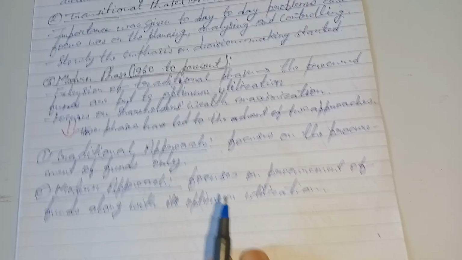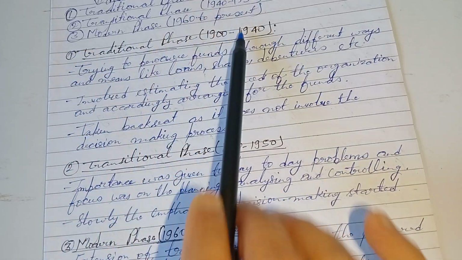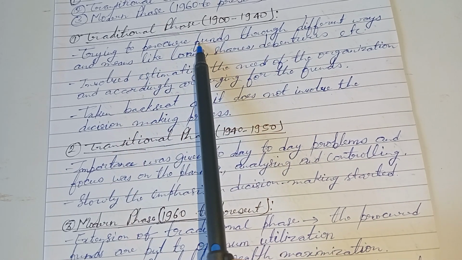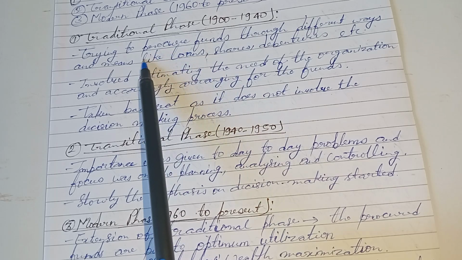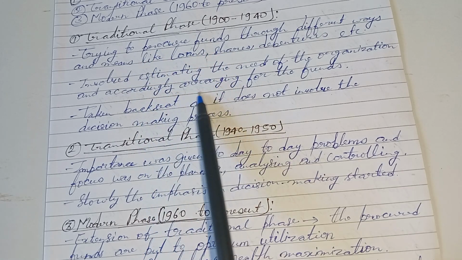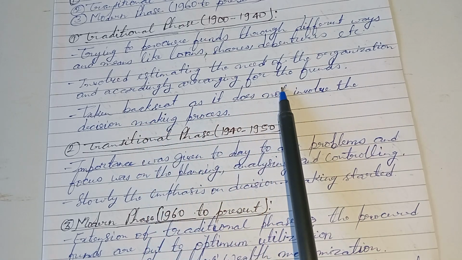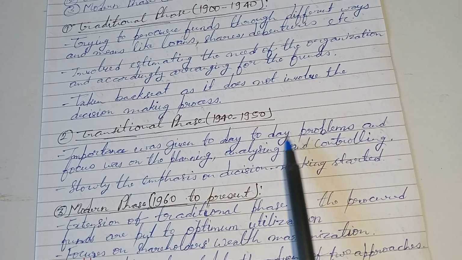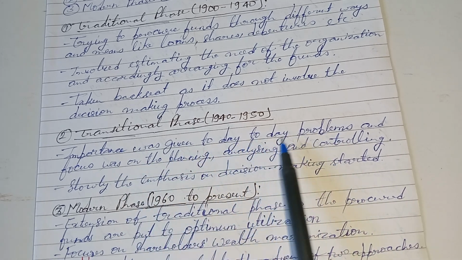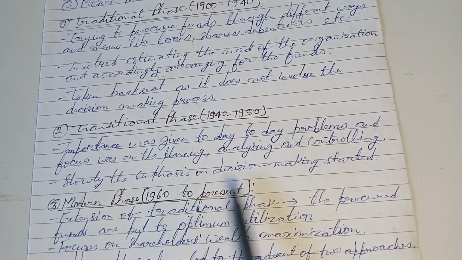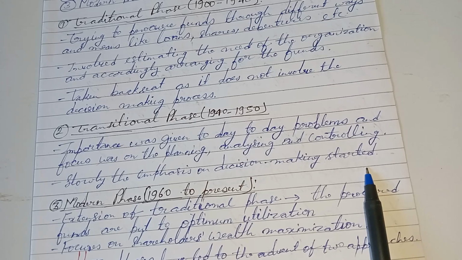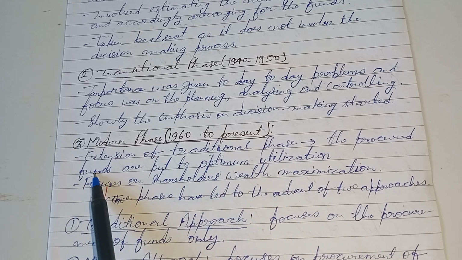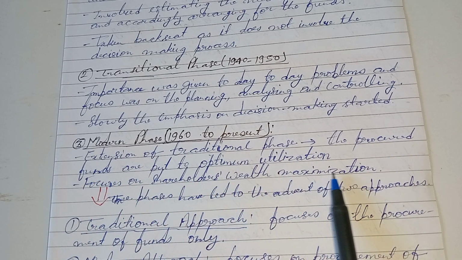So in summary, I can say that the evolution of financial management can be divided into three phases. The first is the traditional phase, in which the focus was only on estimating the needs of the organization and arranging the funds. In the second phase, the emphasis changed: importance was given to day-to-day problems, and slowly it moved to the decision making process. And the third phase, that is the modern phase. In the modern phase, the procured funds are put to optimum utilization.